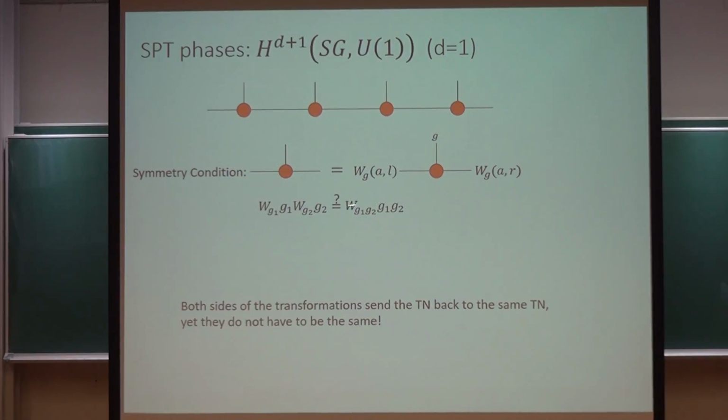If you think about it, you tend to think they are the same, because as I mentioned, this G and WG combined together send the tensor network completely back to itself. Both sides will send the tensor network back completely to itself, and both sides include the same physical transformation. So the way they transform the physical degrees of freedom is identical. So you may think they are the same.